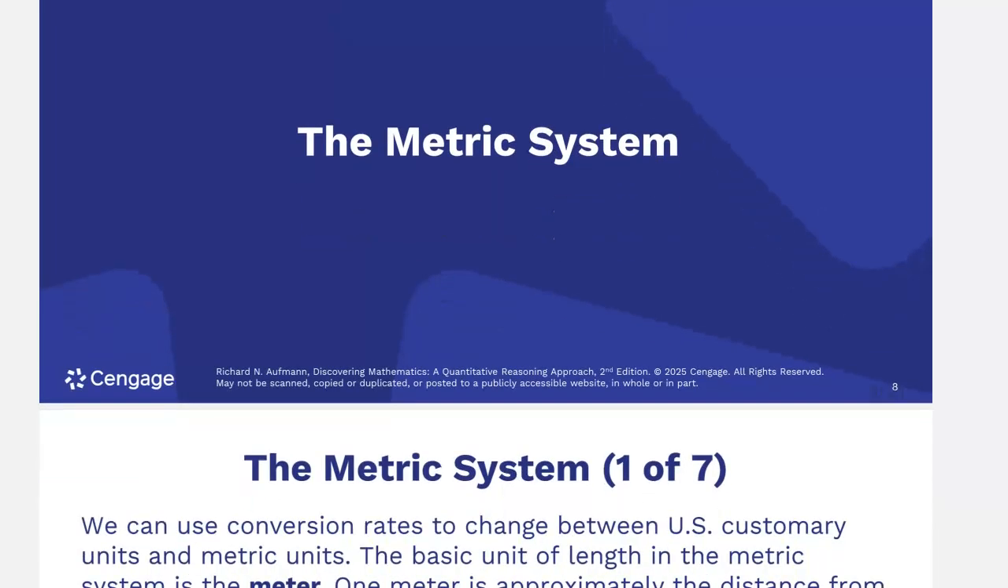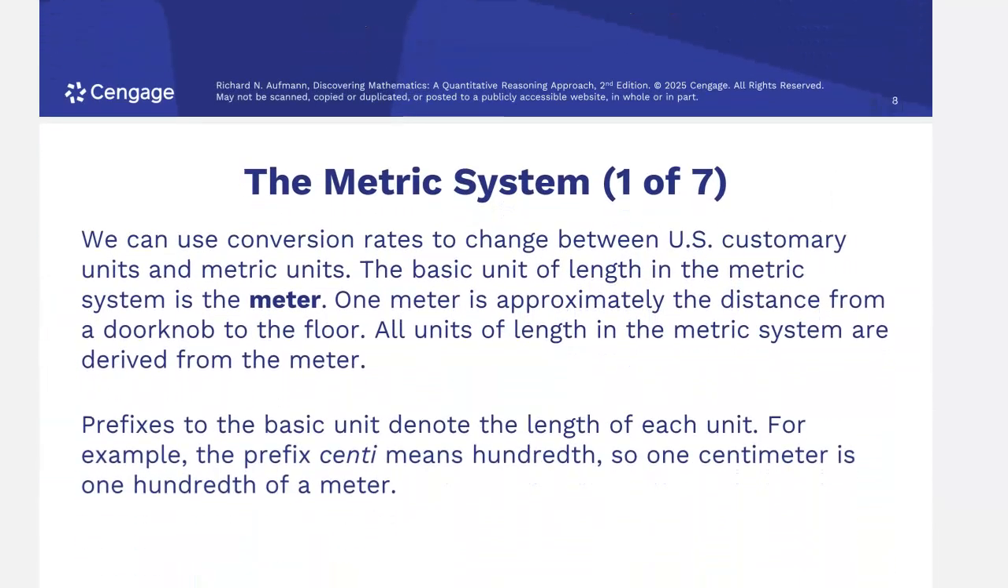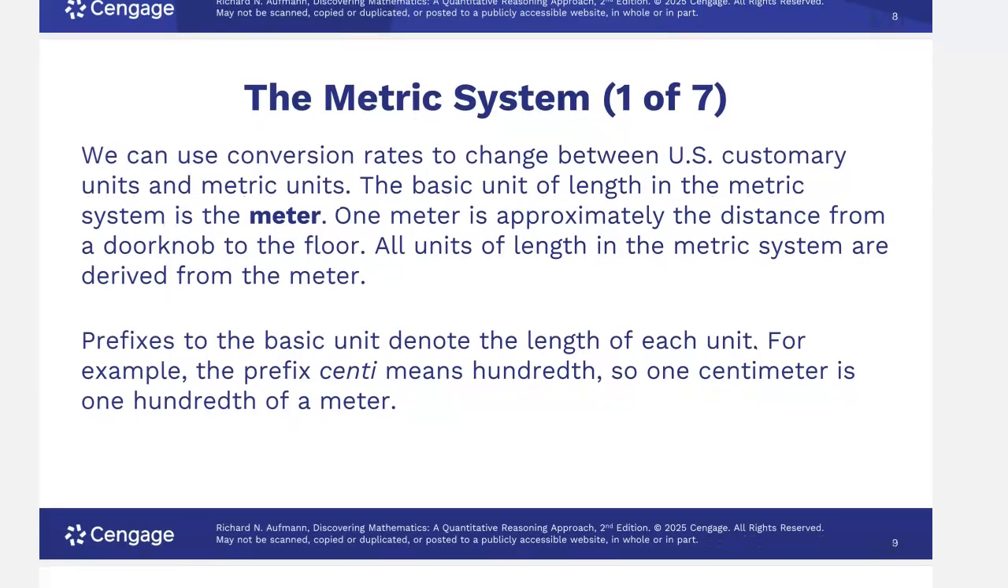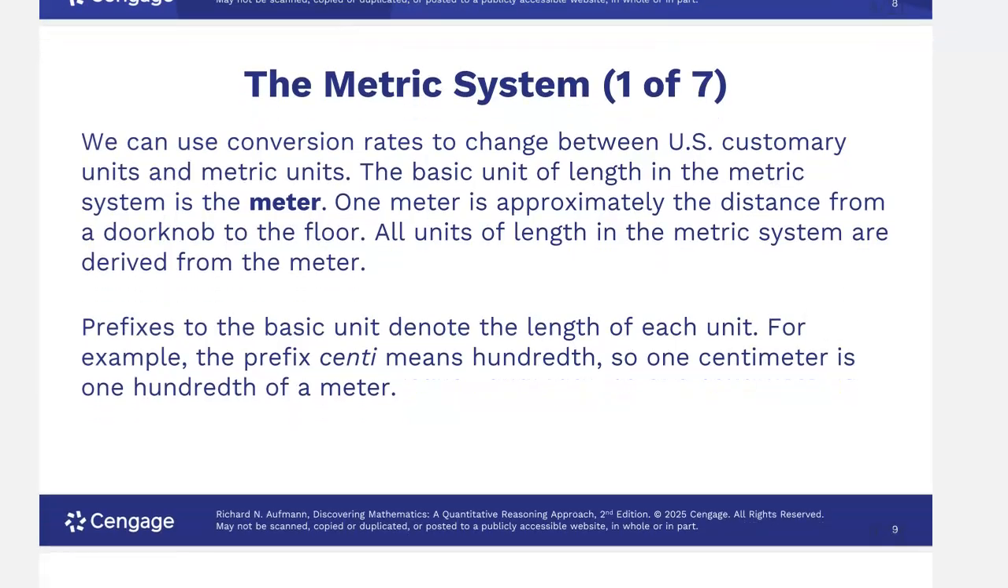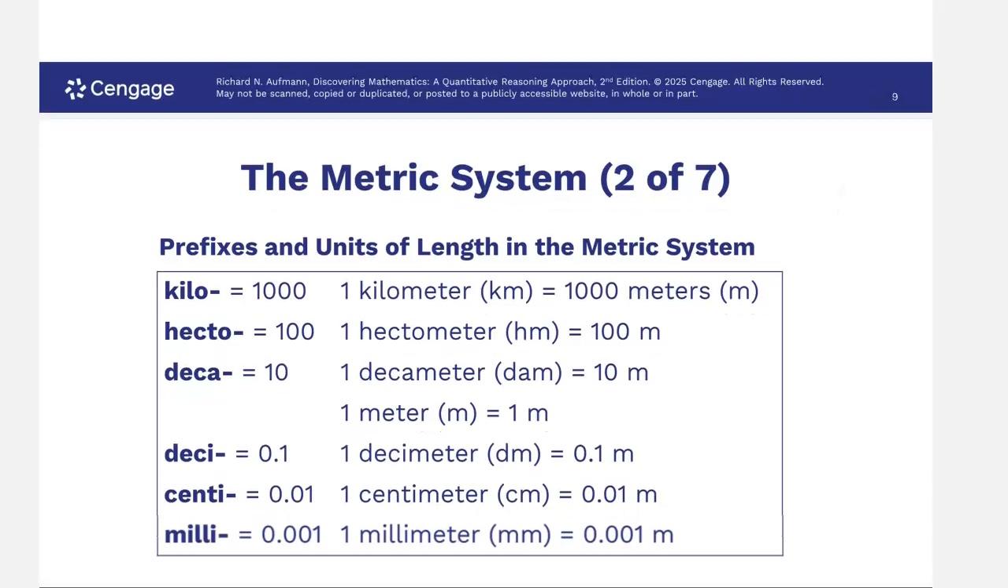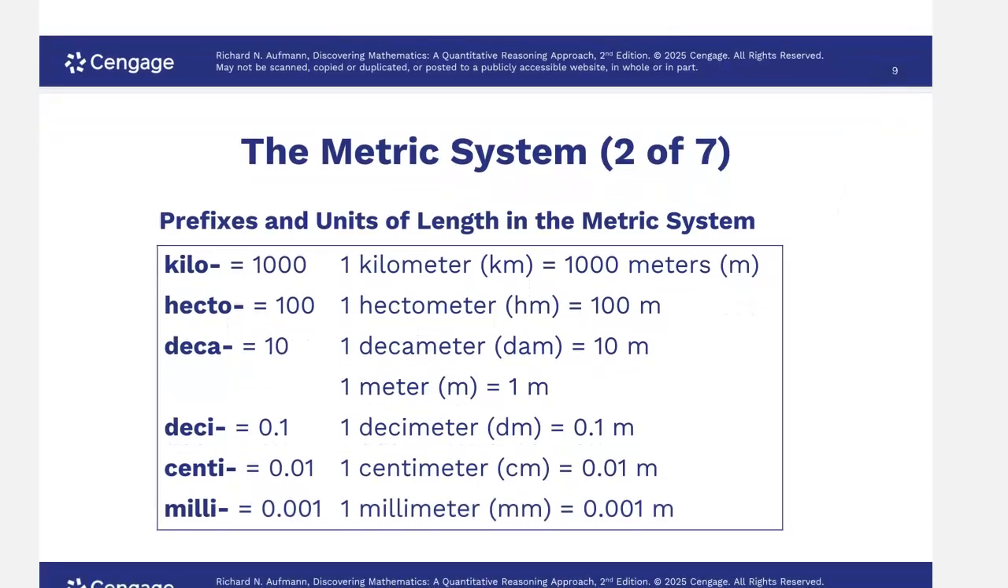Now let's talk about the metric system. The metric system is based on base 10. So we're going to see prefixes like kilo, hecto, and deca. So these are going to be your larger units. So think about a kilometer. A kilometer is pretty large distance. And these are going to be your smaller units. Deci, centi, and milli. So think about like a centimeter. A centimeter is pretty small.